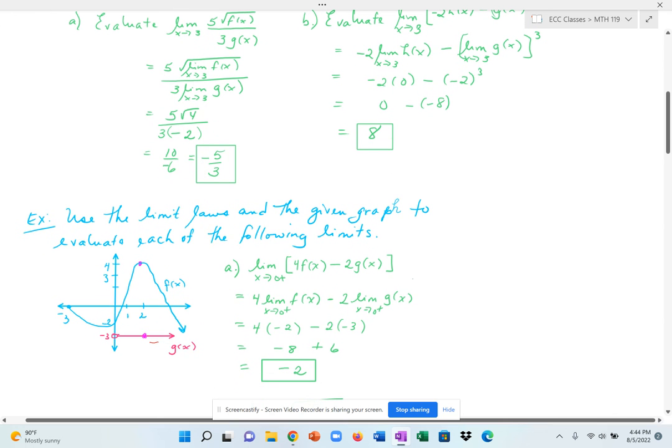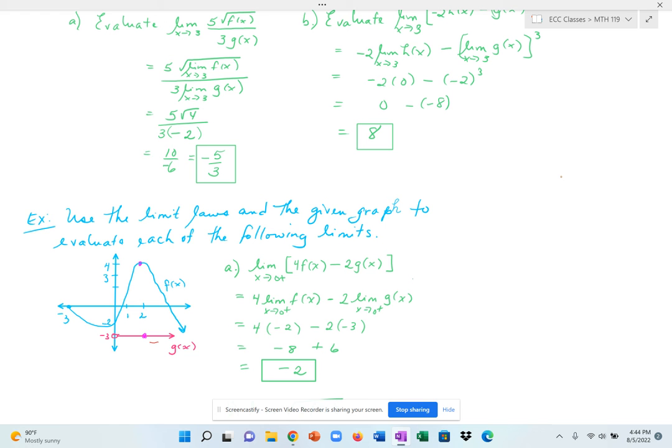So if I read the graph of f of x, that's the one in blue, as I get closer and closer to 0 on the right side of 0, and I follow the path of this, it looks like it's going towards that value. So on this line, all I did was rewrite it in terms of the limit laws, but then from here to the next line, I've evaluated it. The limit as x approaches 0 of f of x is equal to negative 2.